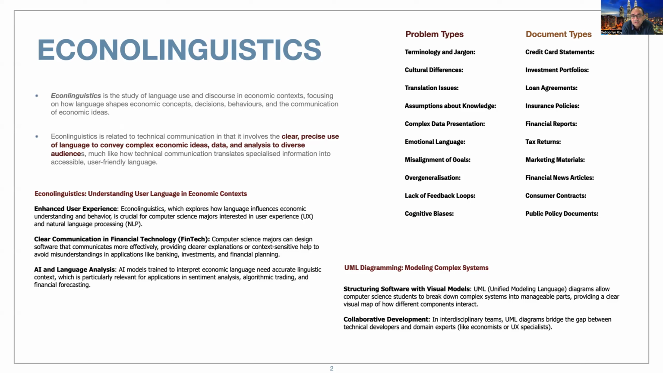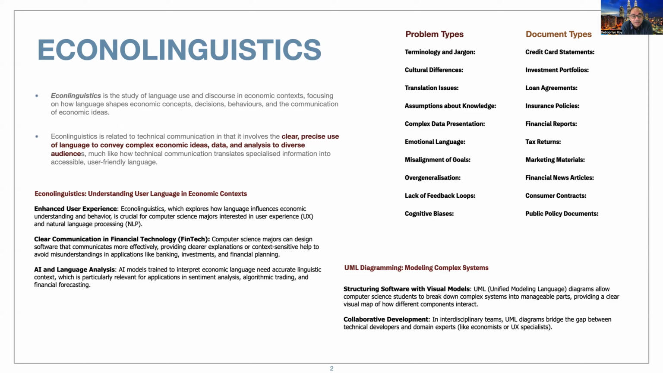So computer science is not restricted to computer science in that sense. They also need to have subject knowledge of the various fields they're trying to move into. So Econolinguistics is a very interesting application, as I said, which talks about applications in the finance industry, economics industry, and so on. So, enhanced user experience. If a computer science major is interested in finance, UX design, and NLP, then this could be a very interesting field of study.